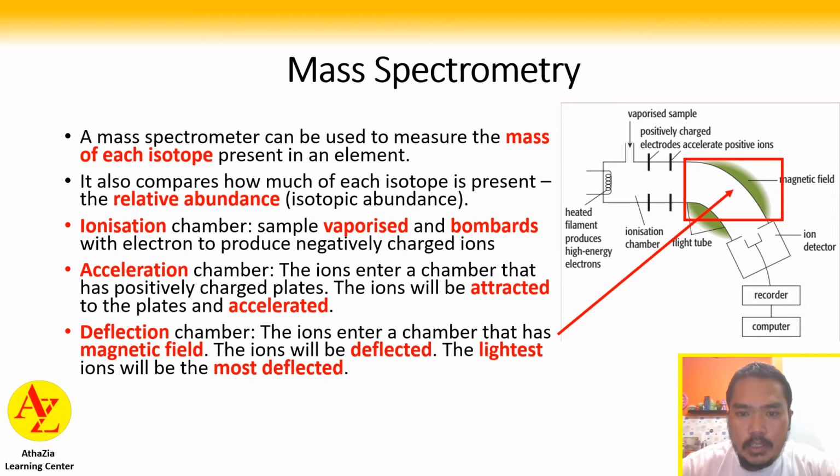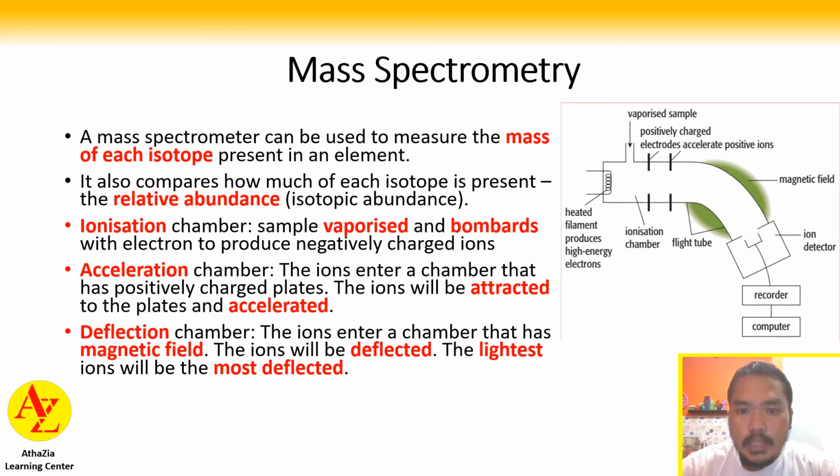Charged particles inside a magnetic field, maybe you learned this in physics, will experience a magnetic force. This magnetic force will cause them to bend or deflect at a certain angle. How far they deflect depends on the mass of the particle, because the charge is the same, all of them become -1 or -2 ions. So the only difference between these isotopes is the mass.